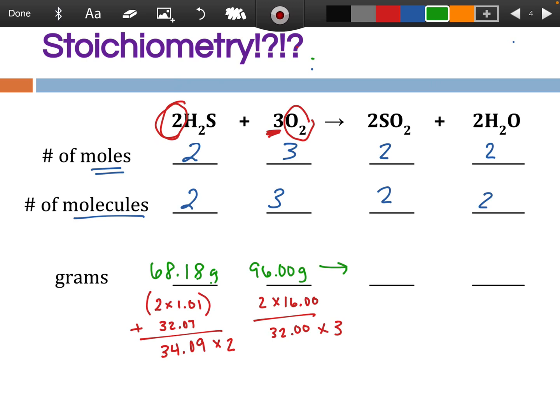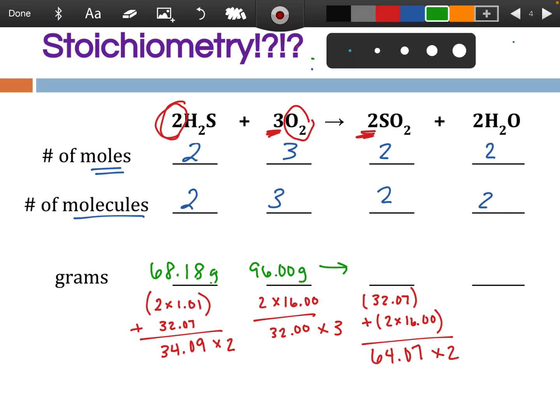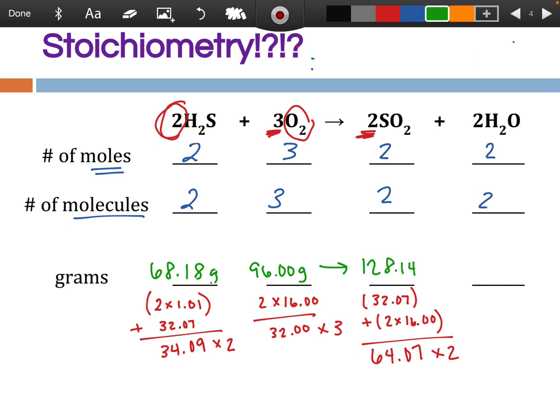So we would do the same for SO2. Sulfur has a mass of 32.07, plus we have 2 oxygen atoms. So that gives us 64.07 grams per mole. The balanced equation tells us we have 2 moles, so we have to take this number times 2. So we end up with 128.14.